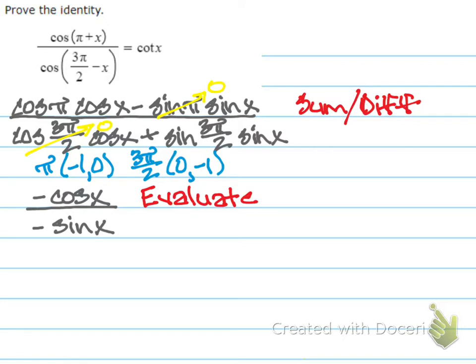So you want to go to your cheat sheet and add evaluate down there as your last rule. You can put sum and difference on there if you want to, but it's pretty obvious when we're going to use sum and difference. But evaluate is something new. And then here, of course, our negatives would cancel and we would end up with cotangent there by the quotient identity. All right, I think I covered it all.